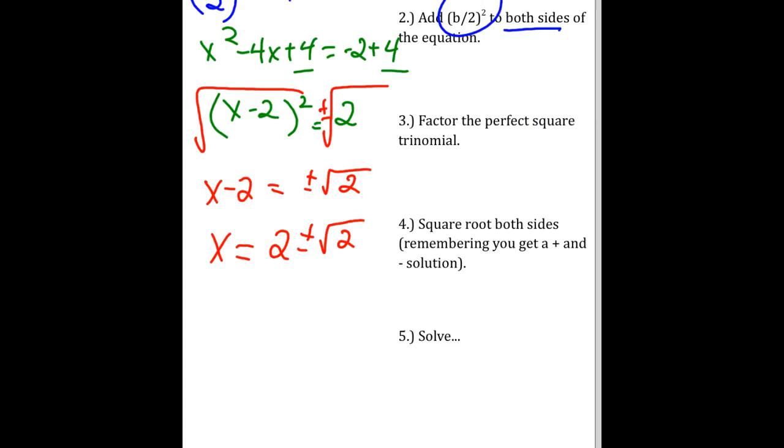Okay? But keep in mind, that is 2 answers. You have 2 plus root 2 and you have 2 minus root 2. Those would be 2 separate numbers. If you calculated them in a decimal format, you'd have 2 distinct answers. Okay?